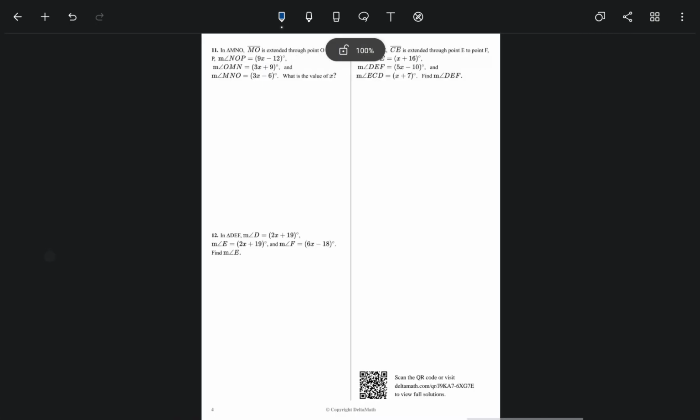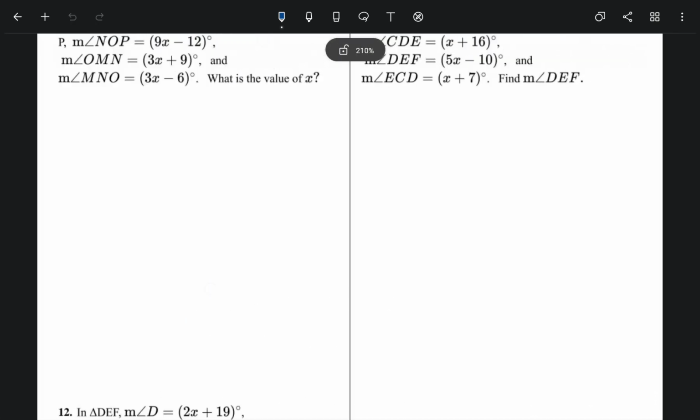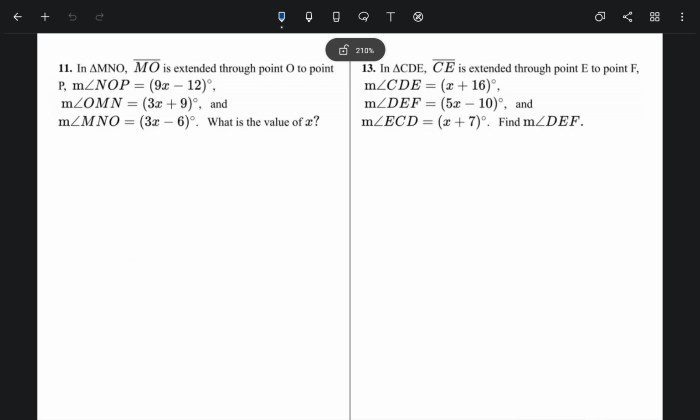All right, 2 more to go. Okay. Or 3 more to go. I forgot I added an extra one for this.